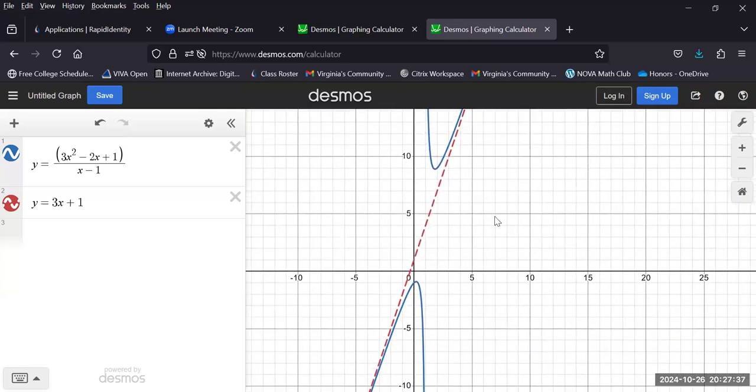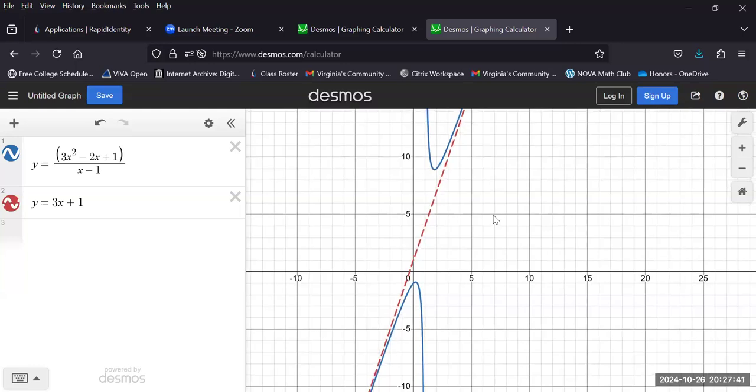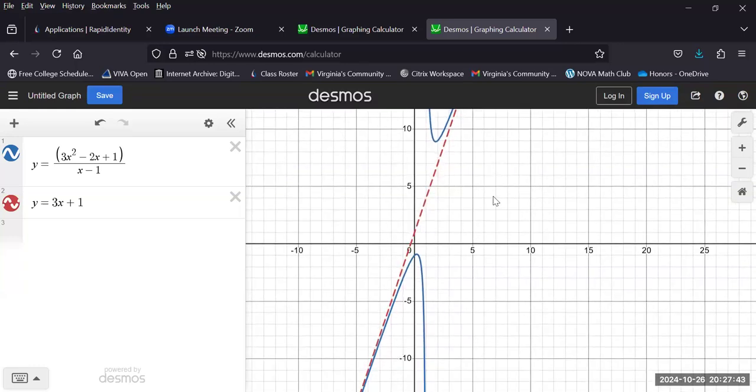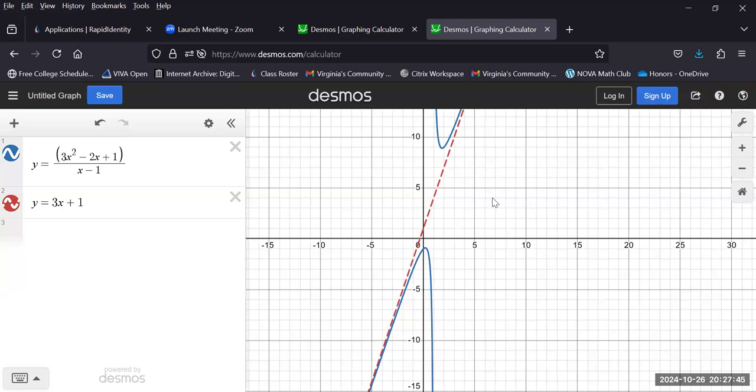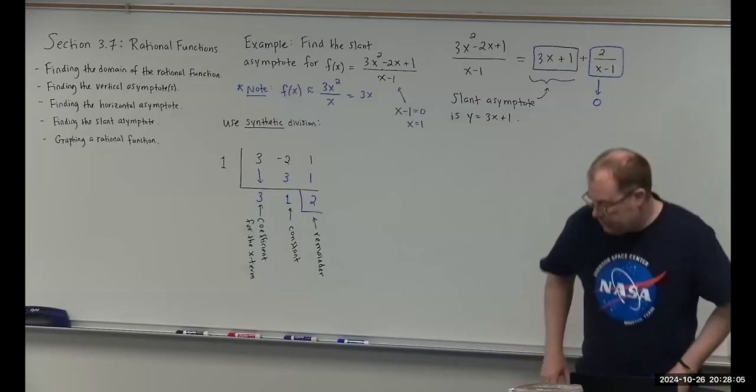This is actually discussed in a course called asymptotic analysis, which many computer science majors take. It's really to learn how to efficiently speed up code. So a very interesting area, actually.